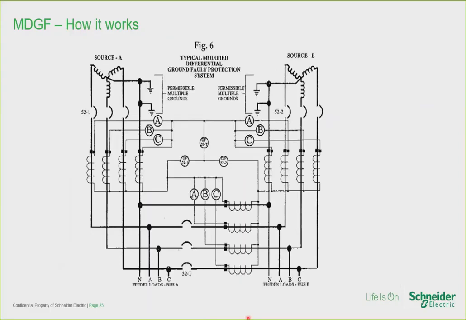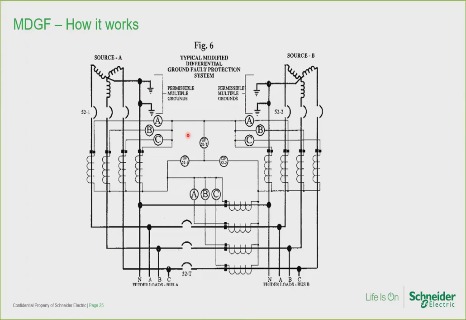MDGF, how it works. To understand how MDGF works on a main-tie-main system, I will use this 3-line diagram, which I've taken from the white paper. The G elements of the LSIG trip units, or the ground fault relays, are shown in the center, right here, connected in Y.